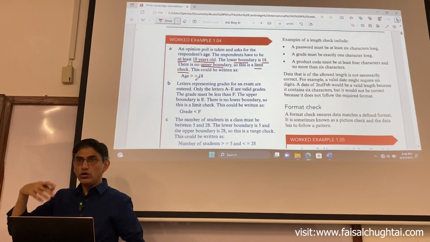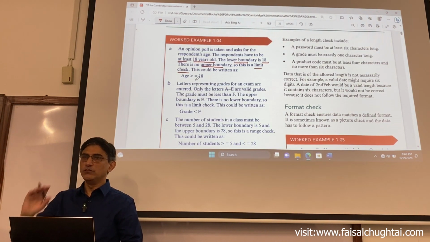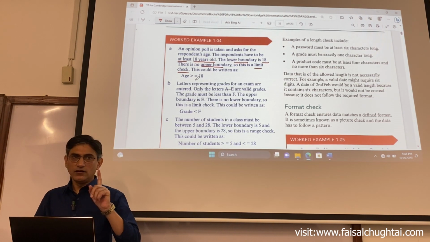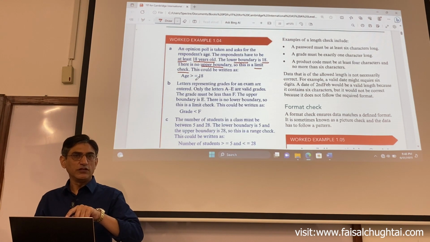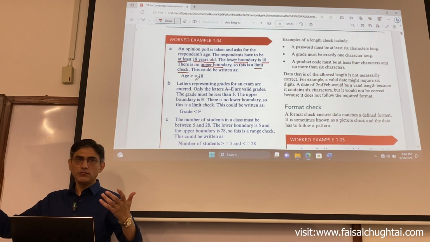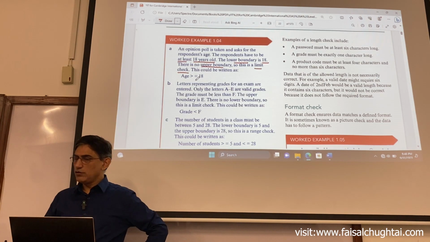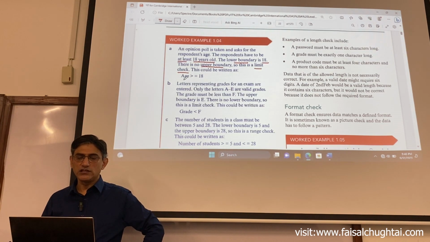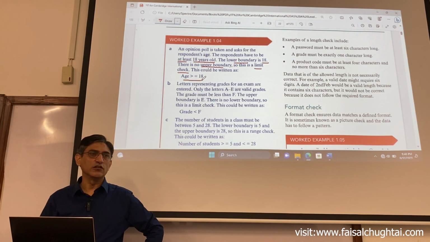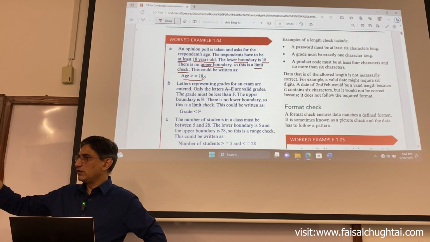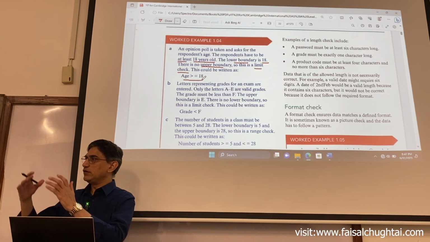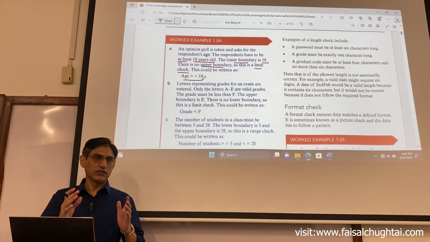But how old can they be? There's no limit to that. But yes, any person taking part in this opinion poll must not be less than 18 years old. So do we have any upper limit? We don't. So how can we put in this condition? We can say, make sure that the value that is entered in age is greater than or equal to 18. But we are not giving it any upper limit. This is what the difference is between a range check and a limit check.